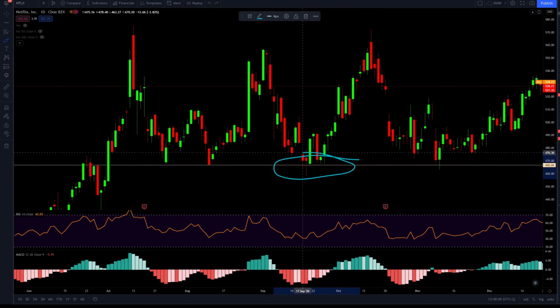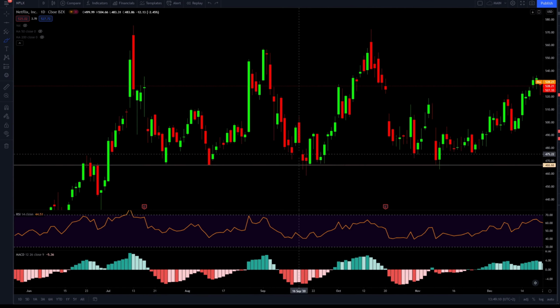You can see this white line right here. So this is an example of what I talked about earlier in the video, that we want to use the pattern together with other technical variables.